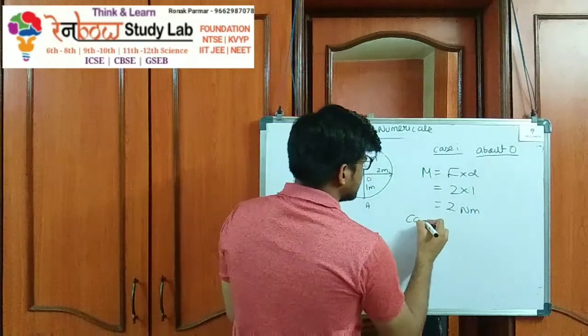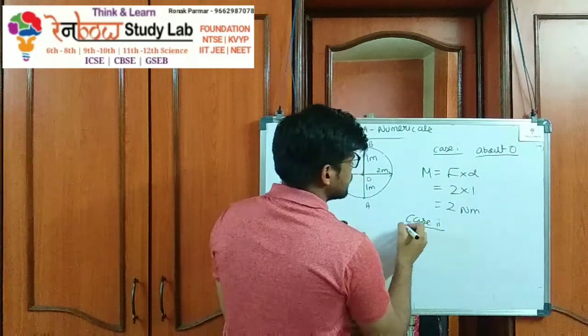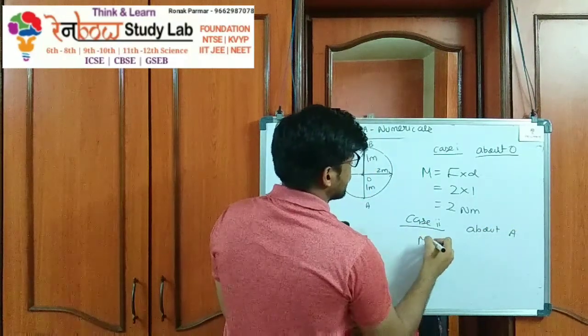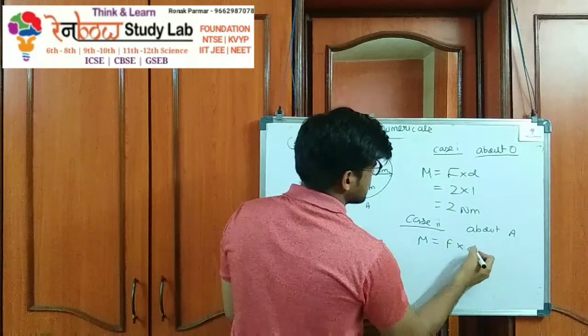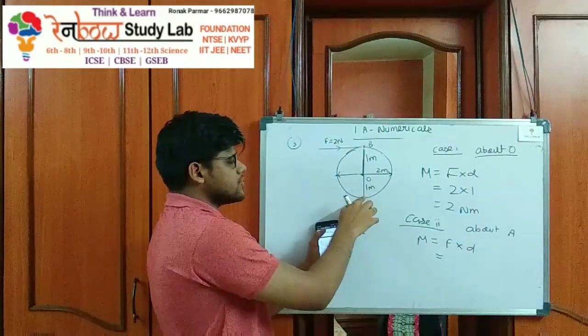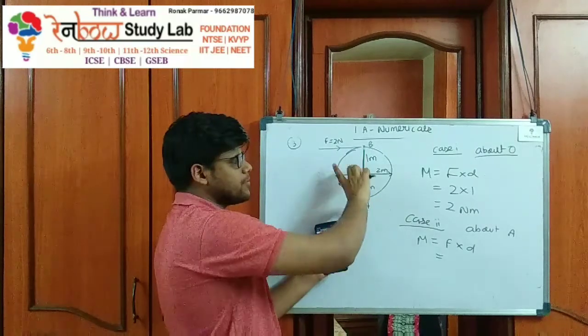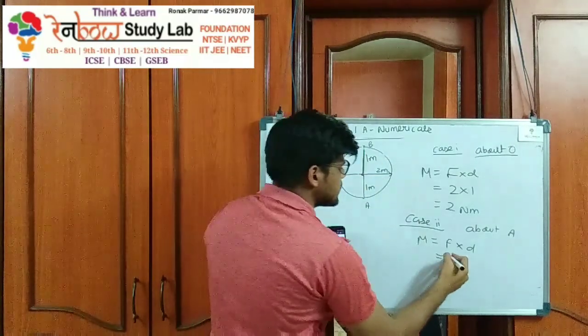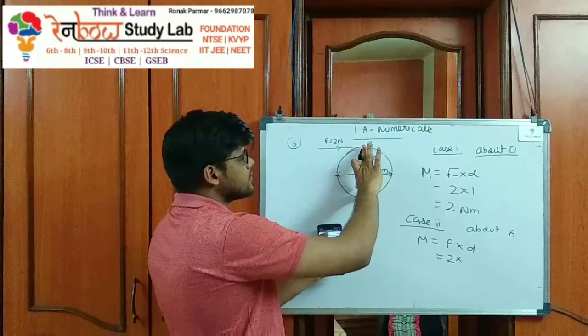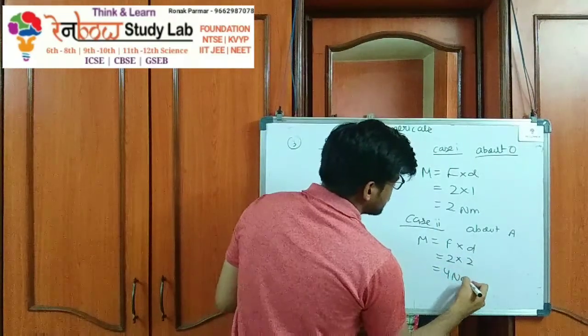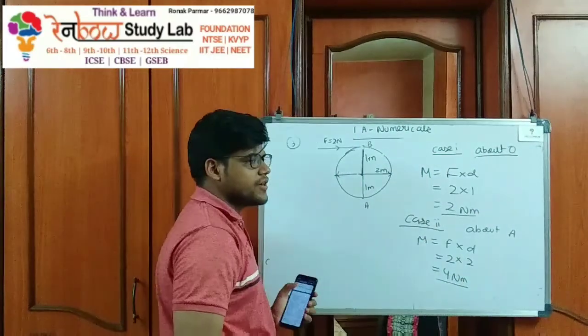Then case 2. In case 2, we need to calculate about A. So moment is force into distance. At A means you are considering A to be pivoted. O is not pivoted, A is pivoted. Again your force is 2 itself and the distance is now 2 meter. So 4 Newton meter. Along with this magnitude, you should also mention the direction.